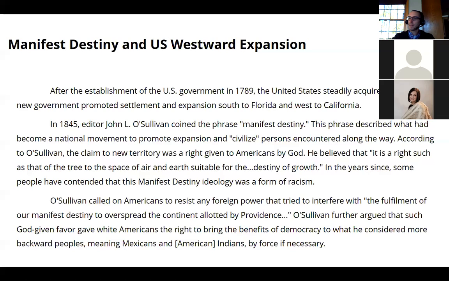Okay. And then it says, O'Sullivan called on Americans to resist any foreign power that tried to interfere with, quote, the fulfillment of our manifest destiny to overspread the continent allotted by Providence. Providence is God, essentially. O'Sullivan further argued that such God-given favor gave white men the right to bring the benefits of democracy to what he considered more backward people, meaning Mexicans and American Indians, by force if necessary.